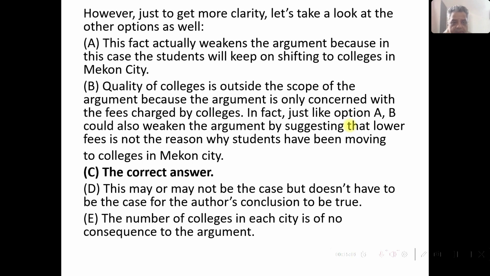D says this. Option D may or may not be the case, but it doesn't have to be the case for the author's conclusion to be true. Option E: the number of colleges in each city is of no consequence to the argument.